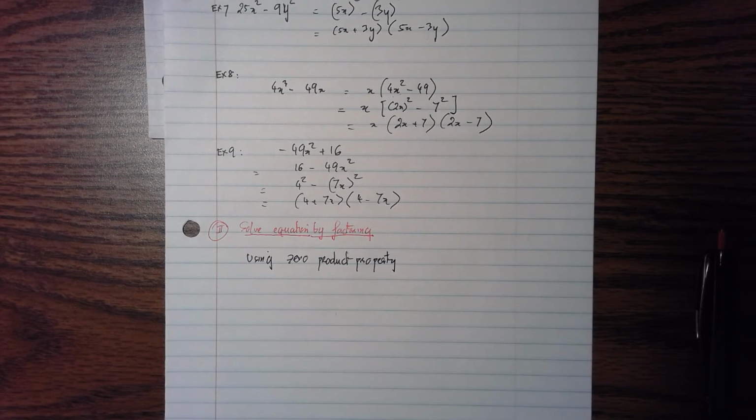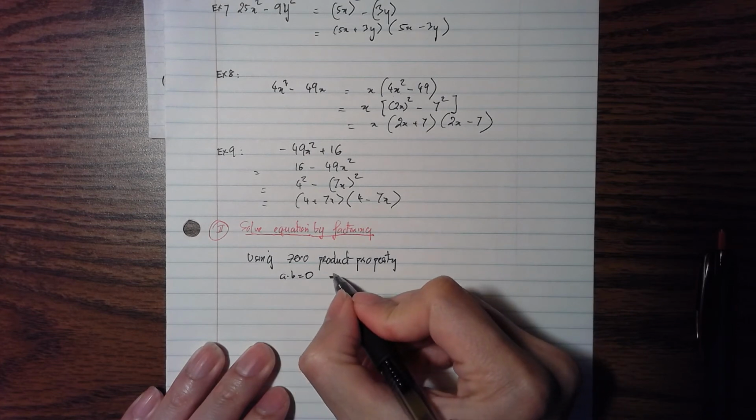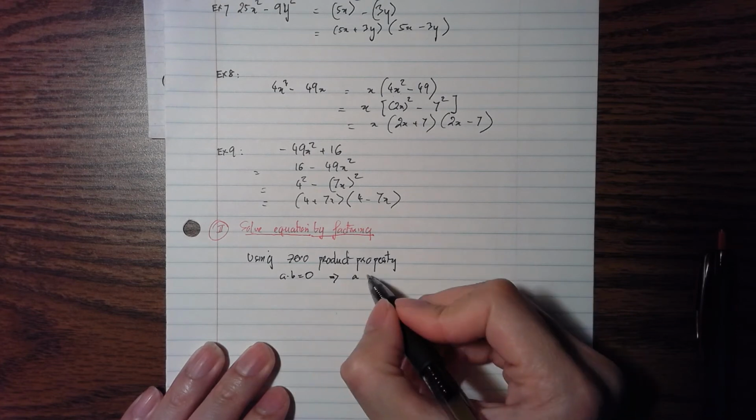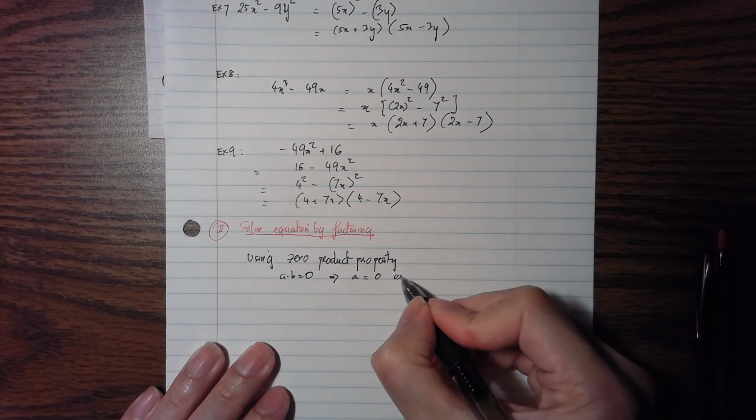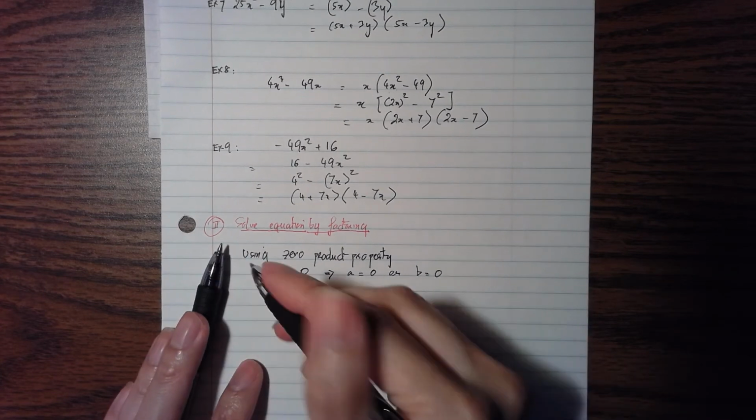And the property states that if we have a times b equals 0, then it implies a equals 0 or b equals 0. Not and, okay? Must be or. Okay? And I want you to memorize this.